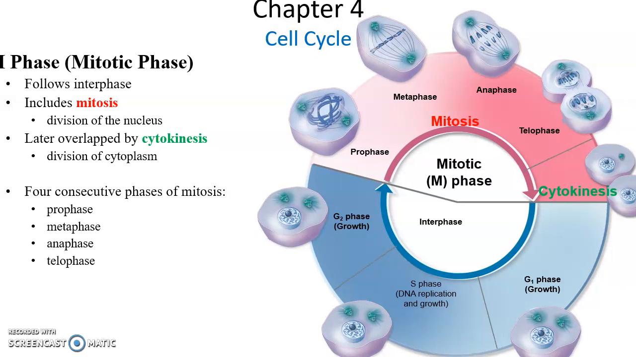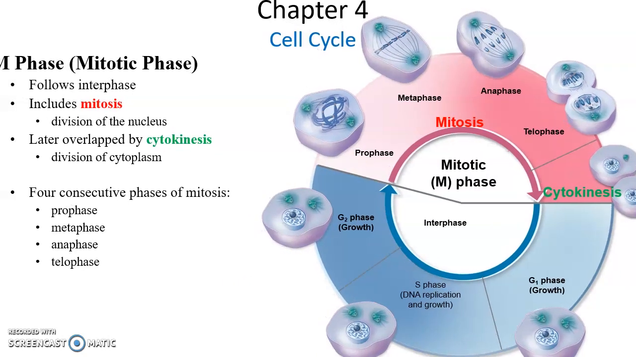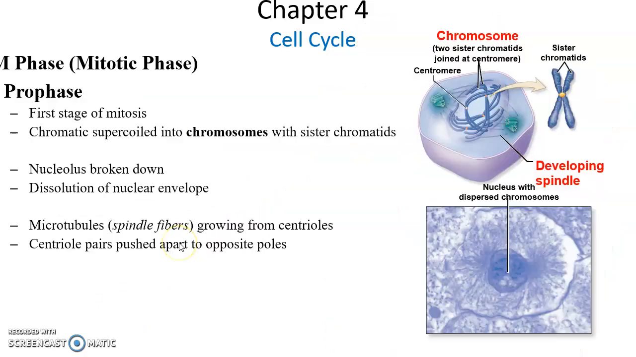And it turns out cytokinesis and mitosis overlap during the mitotic phase. Mitosis has four subphases: prophase, metaphase, anaphase, and telophase. So, in prophase, beginning of mitosis, the nuclear envelope starts to break down. The chromatin condenses into the chromosomes.